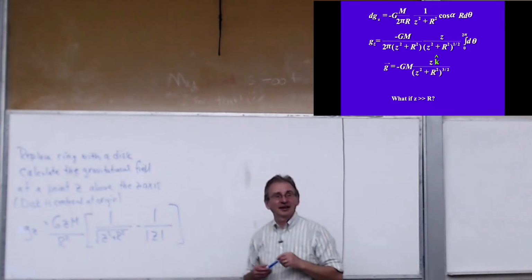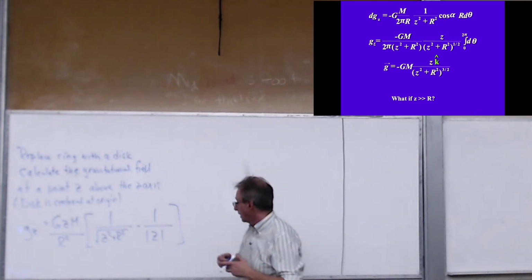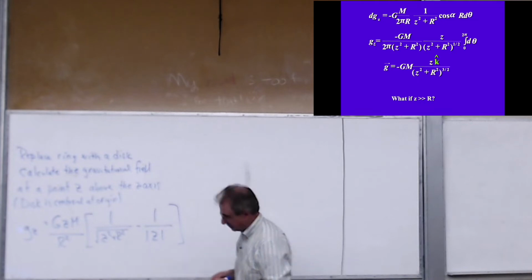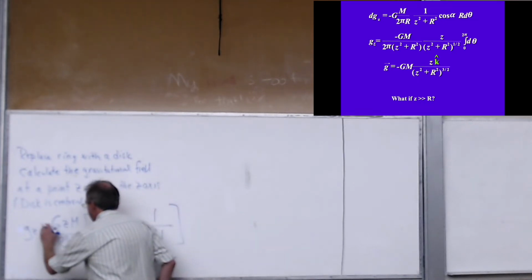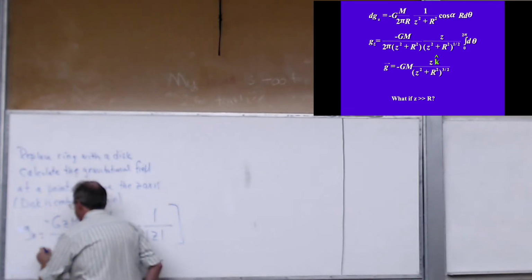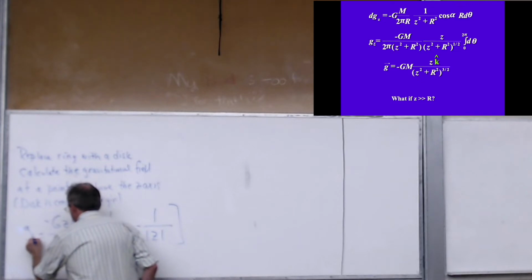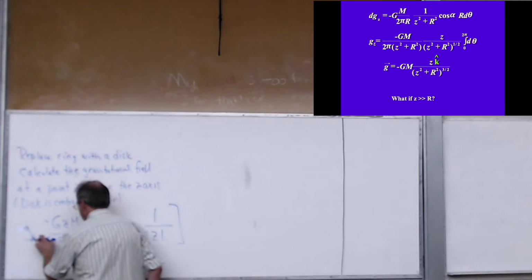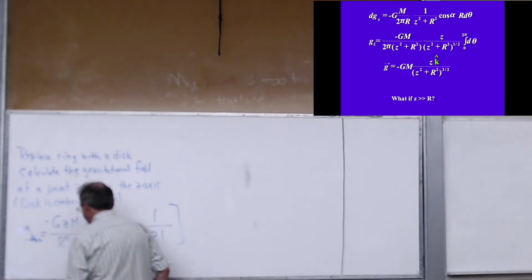Is that supposed to be negative too? Yeah, there should be a negative sign in there, which I don't have. Well, I should get rid of the z, but it's going to be along the z direction. Okay?